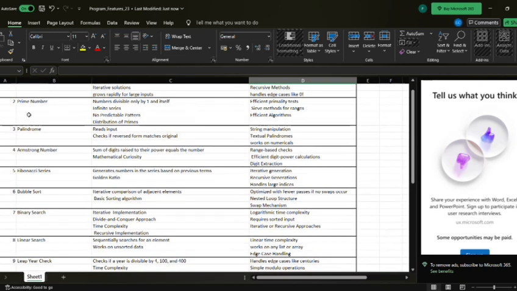2. Prime numbers: divisible only by 1 and itself. This is the fundamental definition of a prime number. Efficient primality tests: there are various algorithms like the sieve of Eratosthenes and Miller-Rabin test to efficiently determine if a number is prime.